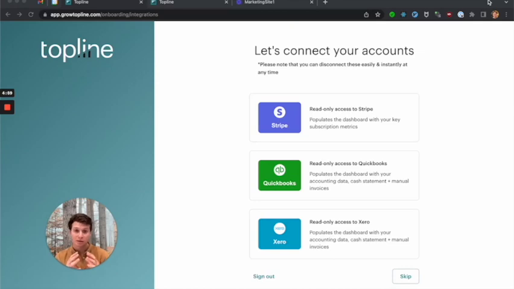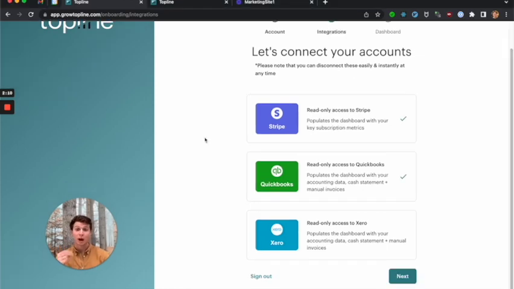So once you have created an account on Topline, the first and only thing we're going to ask you is what integrations do you use to bill your customers, and what integrations do you use to keep track of your accounting? So I just connected my Stripe account and my QuickBooks account using OAuth, and both of those connections are read-only. We don't want to write any data, and we want to make sure that your data and your customers' privacy is absolutely respected. That's something that we keep at the top of our minds here.